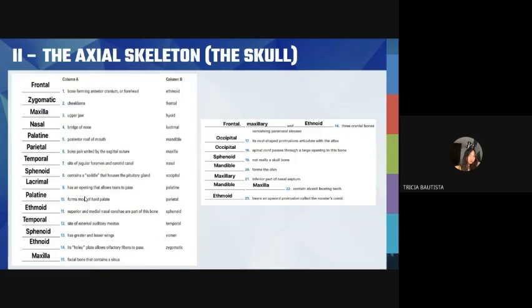Number 19, not really a skull bone, which is a sphenoid. Number 20, forms the chin. Our keyword is mandible. Number 21, inferior part of nasal septum, which is the maxillary. Number 22, contains alveoli bearing teeth. It is the mandible and maxilla. Number 23, bears an upward protrusion called the rooster's comb, which is the ethmoid.